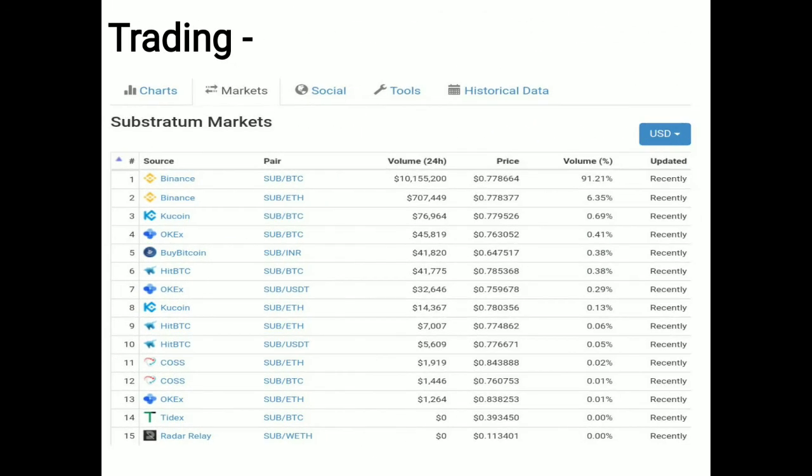And if we look at the trading markets and on which exchanges Substratum has been trading, as you can see, it is trading on Binance, Qcoin, OKX, HitBTC, and many more. So, guys, this coin is worth watching for the future.